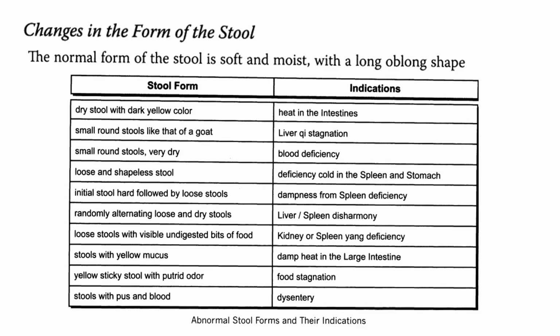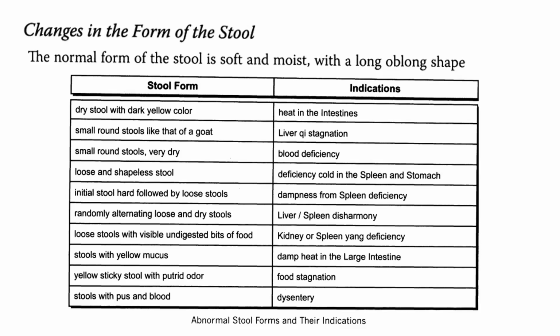If there is initial stool hard followed by a loose stool, it indicates dampness from spleen deficiency. If the stool is randomly alternating loose and dry stool, it is liver spleen disharmony.